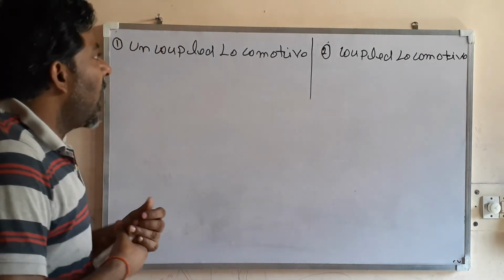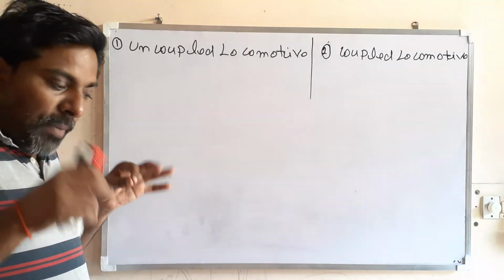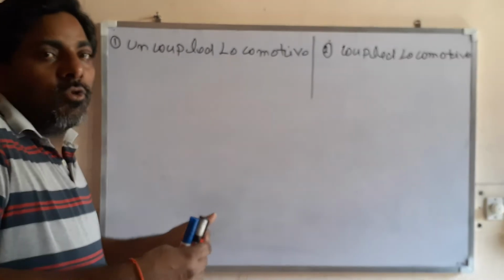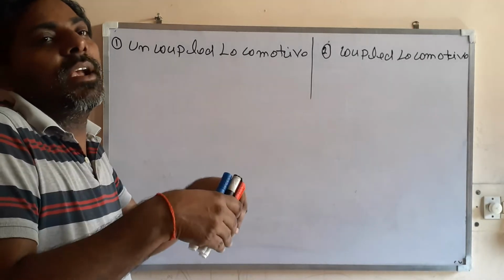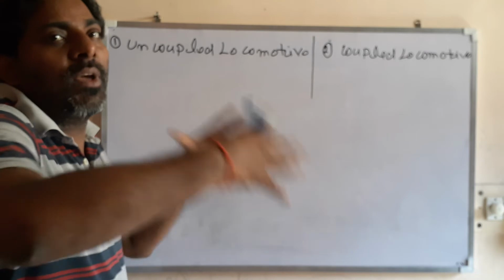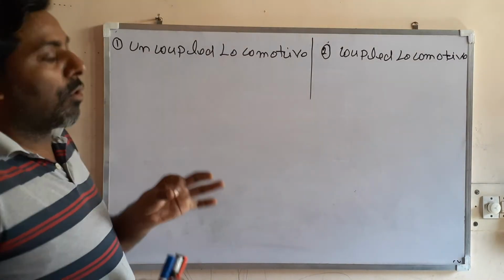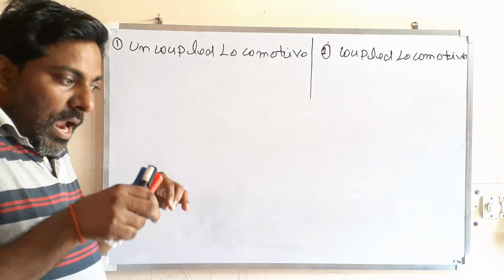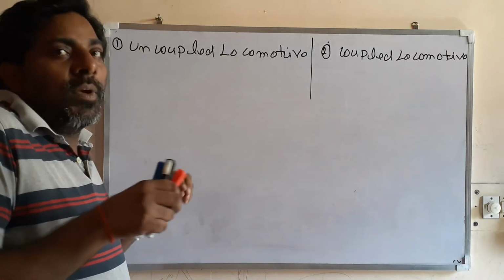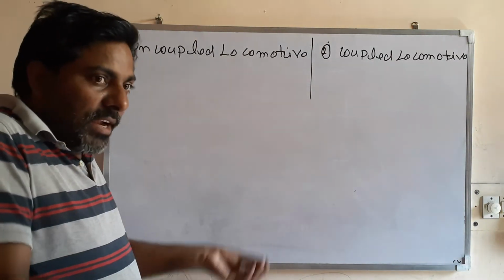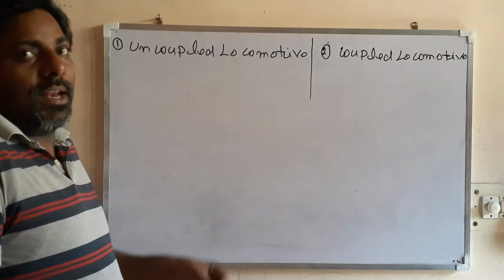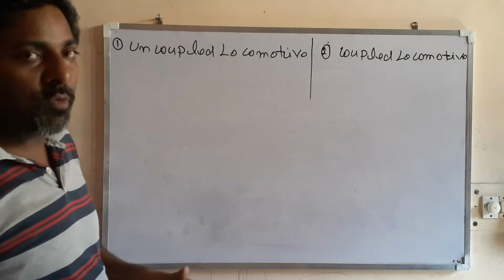So the question is whether you are giving power to all the cylinders, or giving power to only one cylinder, and the other wheels are coupled. So in uncoupled locomotive, at each wheel there is a cylinder, means at each axle, at each wheel power is given. At each wheel power is given means what?